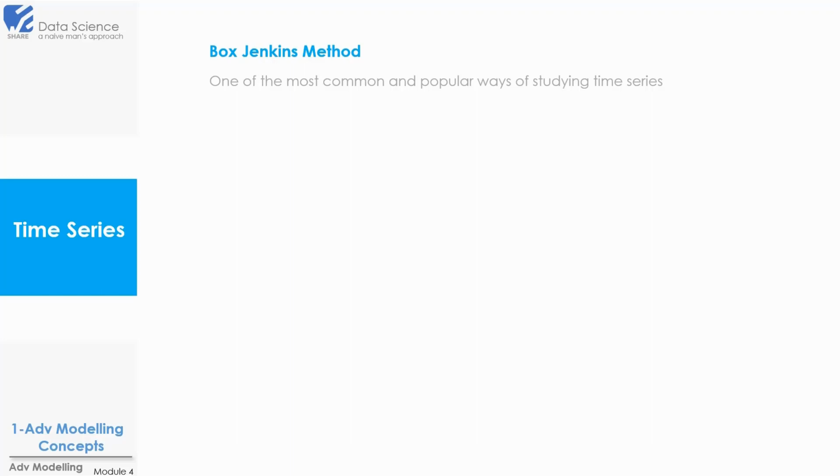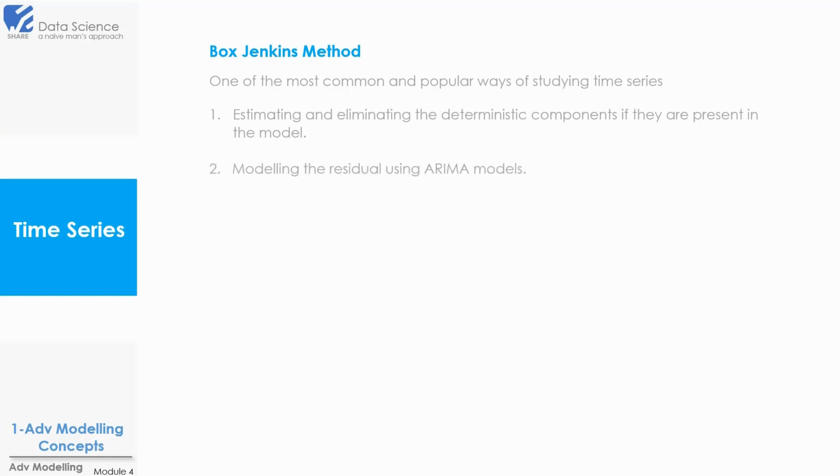Basically there are two steps in Box Jenkins method. In the first step, we estimate and eliminate the deterministic components if they are present in the model. So we check for their presence and if they are present, then we remove them and move to the next step. In the second step, we model the residual using ARIMA models. ARIMA stands for Auto-Regressive Integrated Moving Average Models.